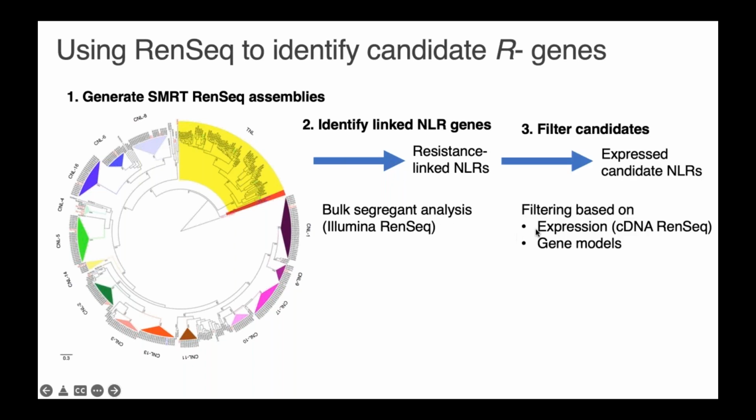And then using techniques such as cDNA RenSeq, where we enrich resistance gene encoding transcripts, we can identify which of these candidates are expressed, and then using those transcripts, we can identify the gene models and find whether they contain all of the canonical domains which we'd expect from a resistance gene. And then it's just the simple matter of testing to find which one is the functional paralog.